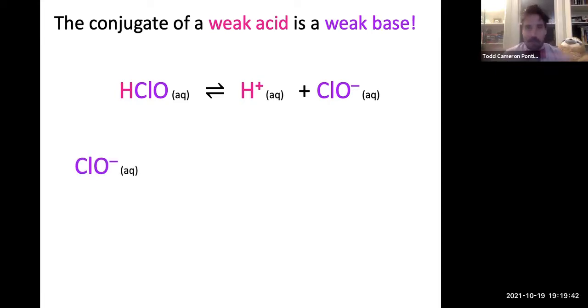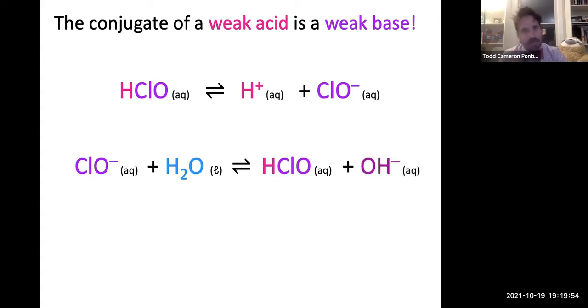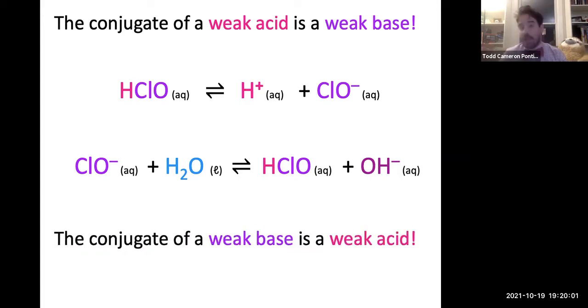And how would it do that? Well, classic base hydrolysis. We would react it with water. It's going to pull an H plus out of water to make HClO and leave behind hydroxide. So the conjugate of a weak acid is a weak base. Likewise, the conjugate of a weak base is a weak acid. Okay, so the conjugate of a weak thing is a weak thing.